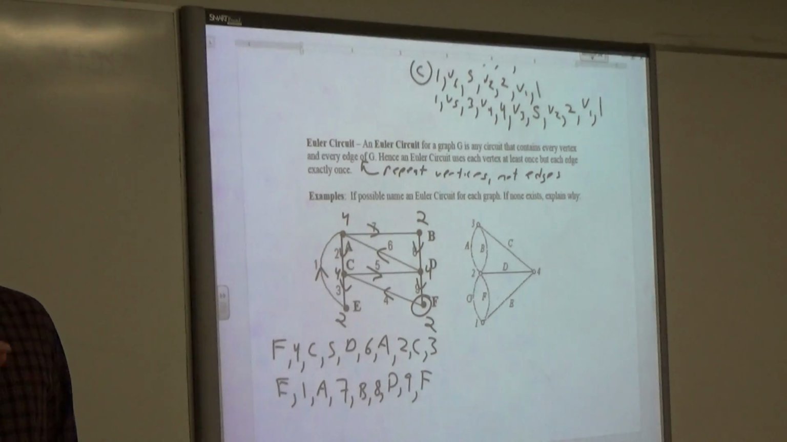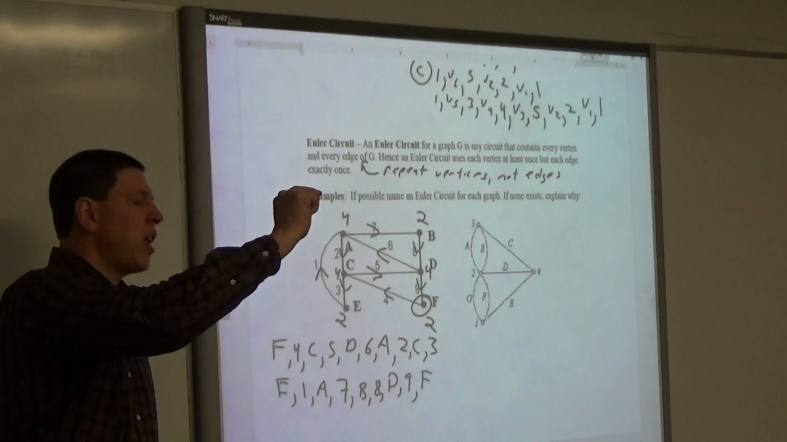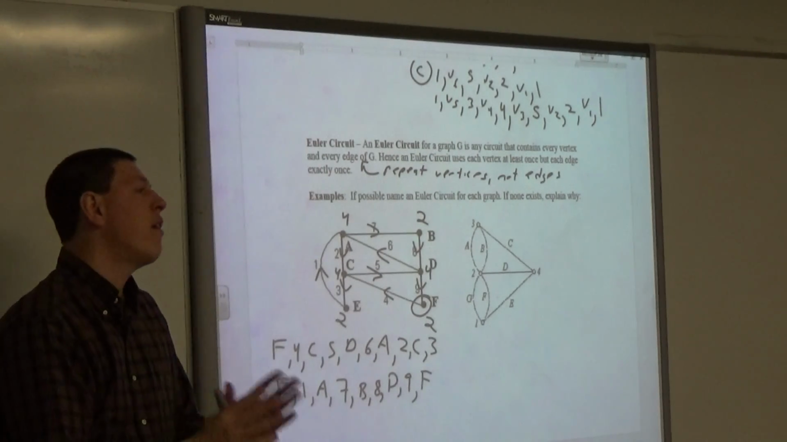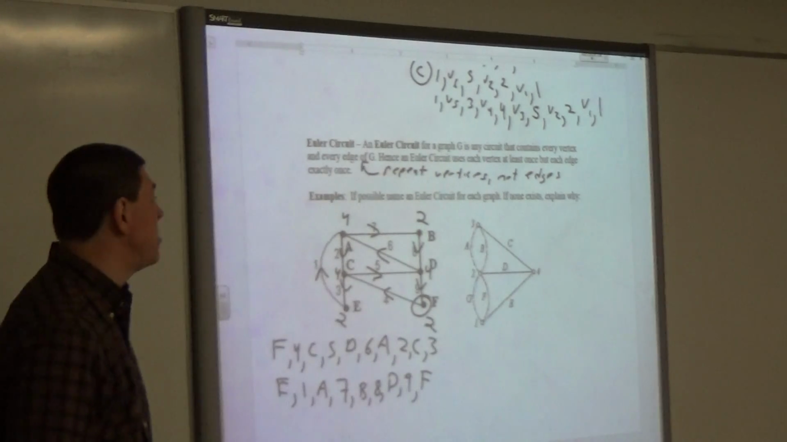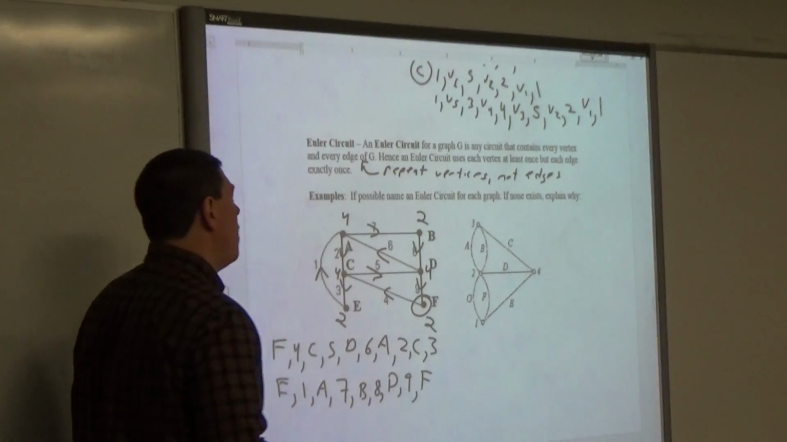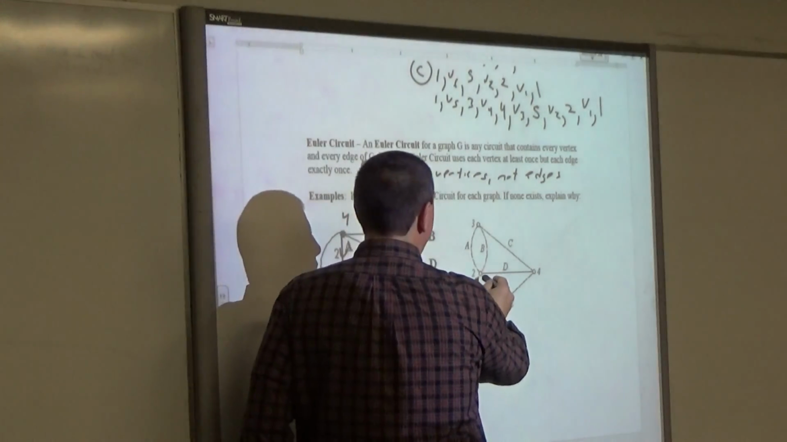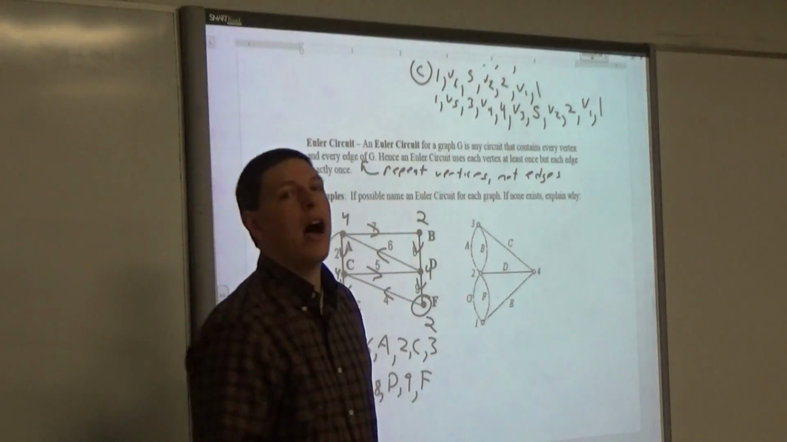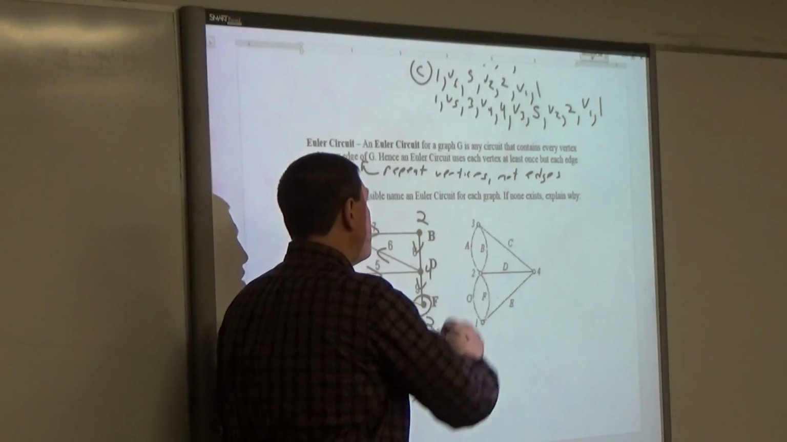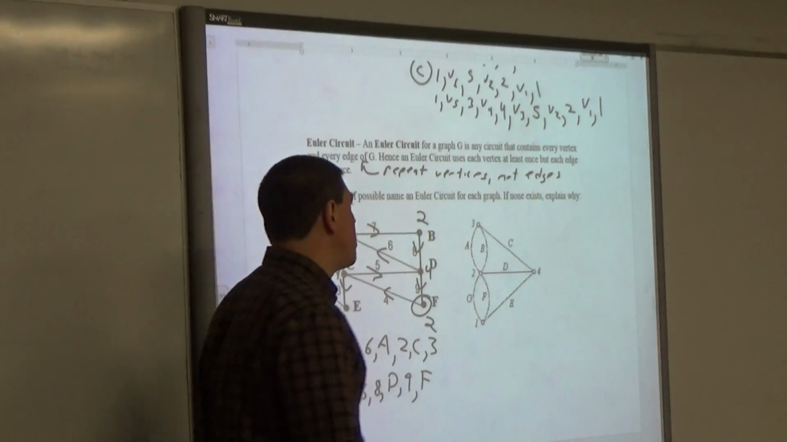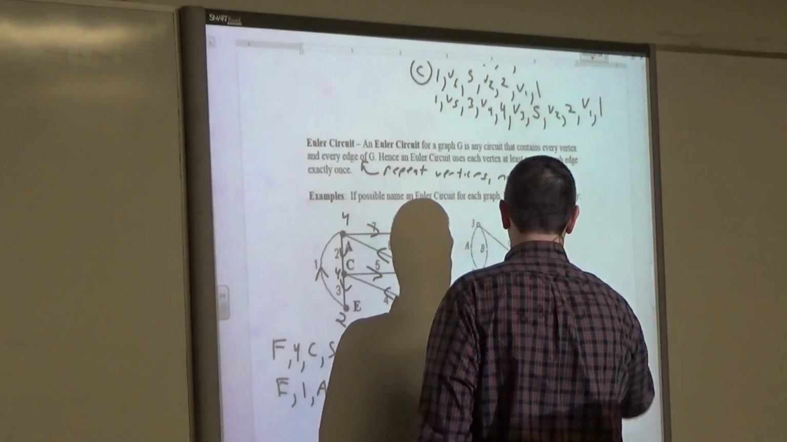Guys, if it's even, doesn't that mean you can go onto that vertex and leave that vertex and never have to come back to that vertex? If it's odd, doesn't it mean that it's possible that you might get stuck on that vertex and not be able to leave the island, if you would? And remember, you can only traverse each edge one time. So this does not have an Euler circuit.